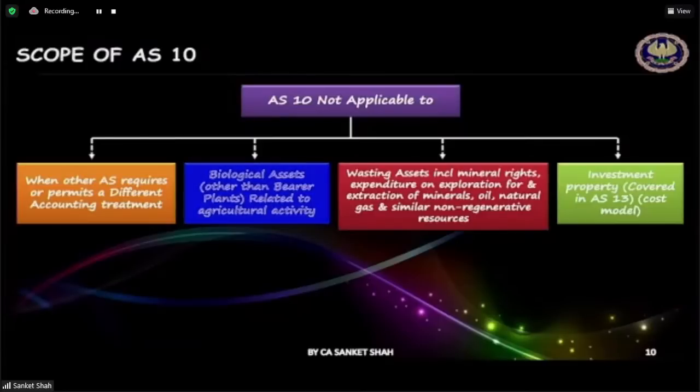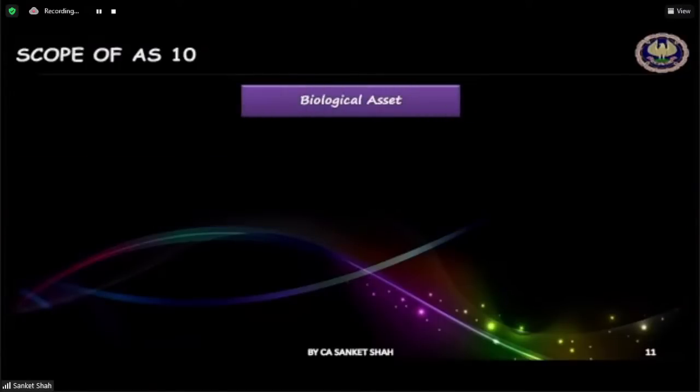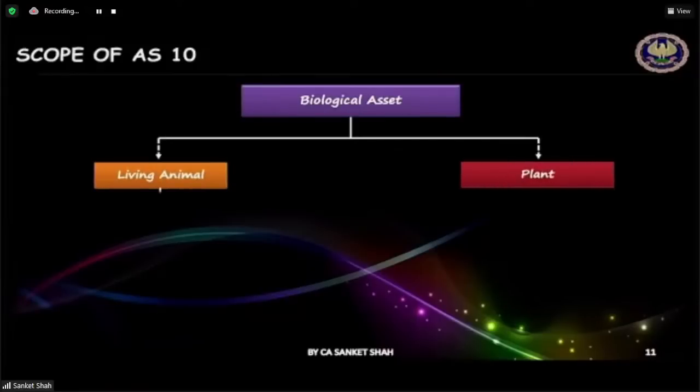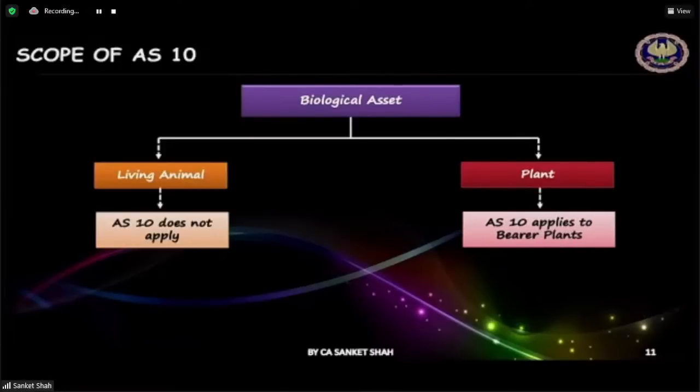What is biological asset? So for the first one, biological asset means living animal and plant. Living animal के लिए AS 10 is not applicable, but plant के लिए only for bearer plant. Now what is bearer plant? That I am going to explain to you. For bearer plants AS 10 is applicable. Yes. Question.